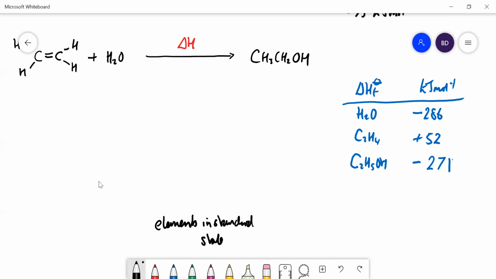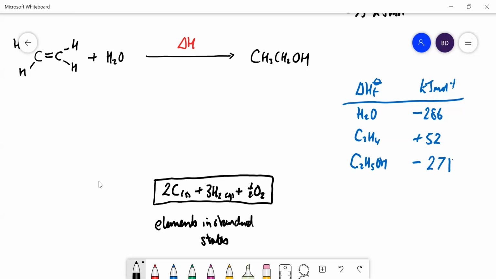Okay, what are the elements in their standard states? Well, we've got 2 carbon atoms, solid. We've got 6 hydrogen atoms, so that's 3H2 gas. And we've got 1 oxygen atom, so that's going to be a half O2. I'll put a box around that.